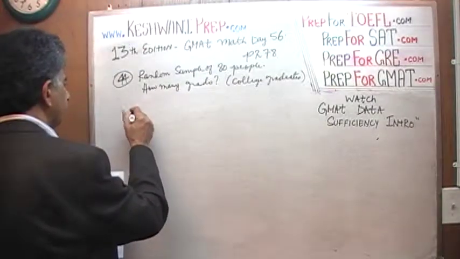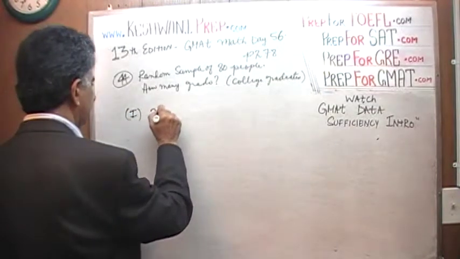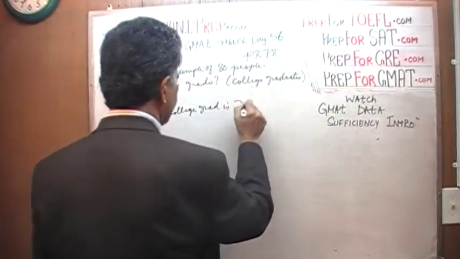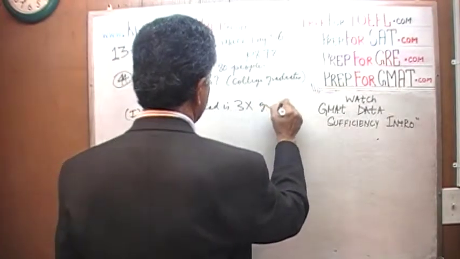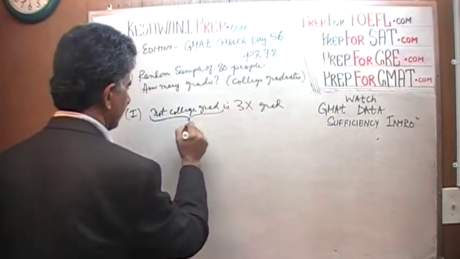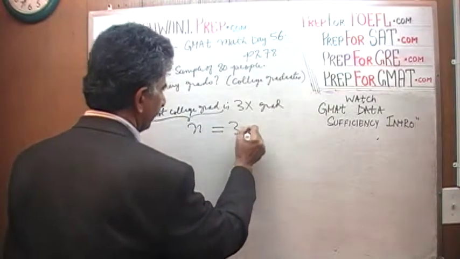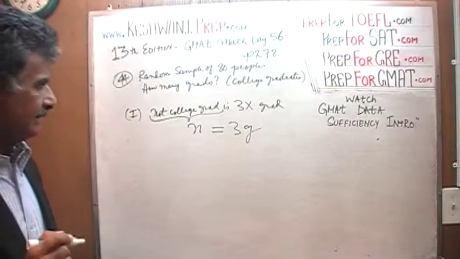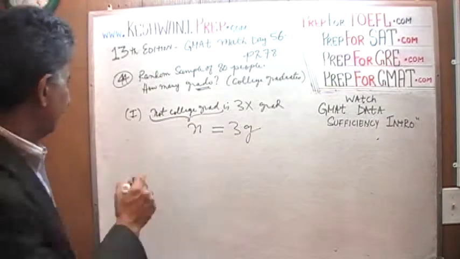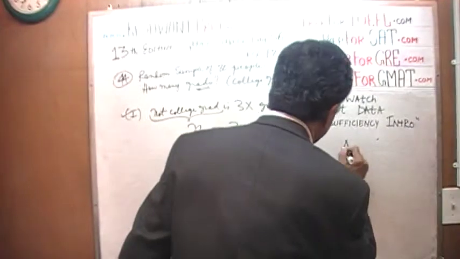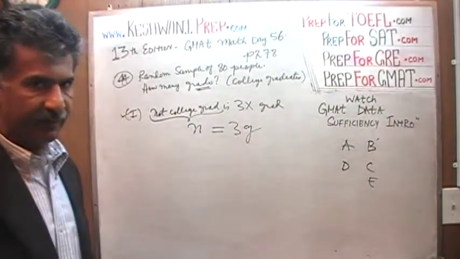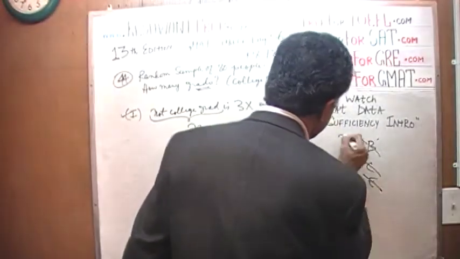So the first statement tells us that the number of non-college graduates is 3 times the number of graduates. Let's call the non-college graduates N. N is 3 times the college graduates. That's our equation. Is that enough for us to figure out how many are graduates in our sample of 80? The answer is yes, it is enough. This statement by itself is enough. A, D, B, C, E. Since the first statement by itself is enough, the answer cannot be B, C, or E. It's got to be either A or D.